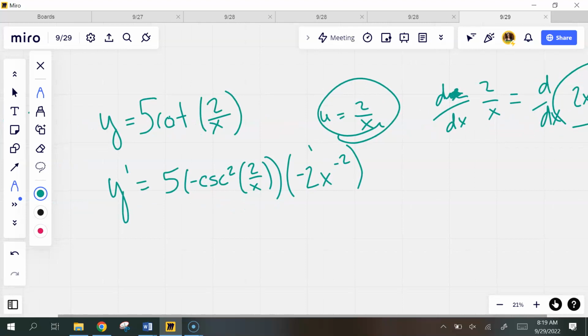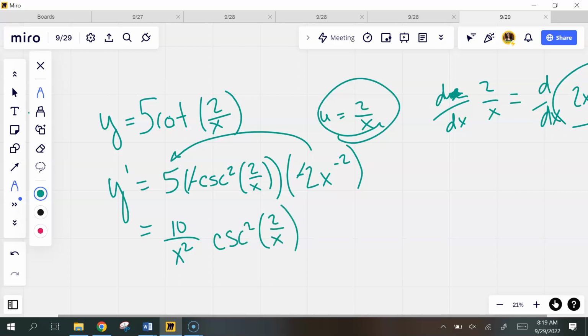So now I can bring this around front. I've got 2 negatives multiplied together. I'm just going to get rid of those. And I have 10 over x squared cosecant squared 2 over x. That's it.